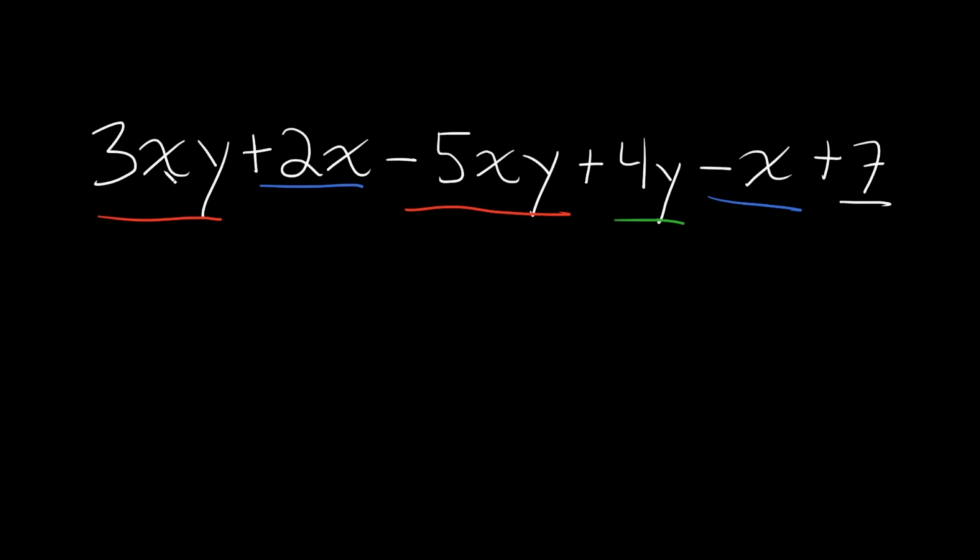All right, so if we were to combine the xy terms, well, this is 3 minus 5, which gives us negative 2xy. And then for our x terms, well, this is going to be 2 and then negative 1, which will be just 1. So this would be plus x. And then for our y term, this is going to be just 4y by itself, which will remain the same. And the same thing is true for our constant 7. So we'll just add on 7.